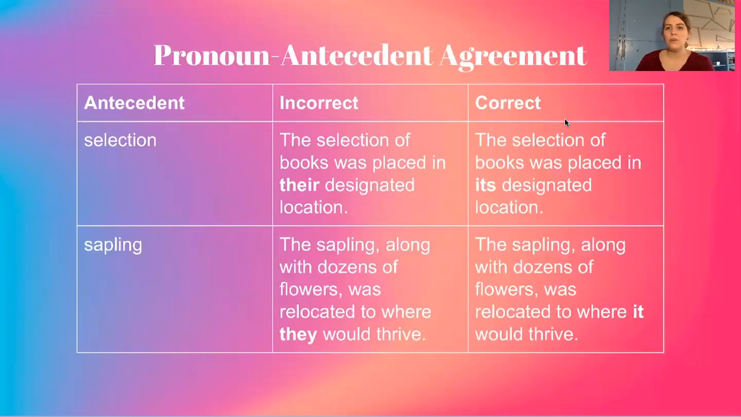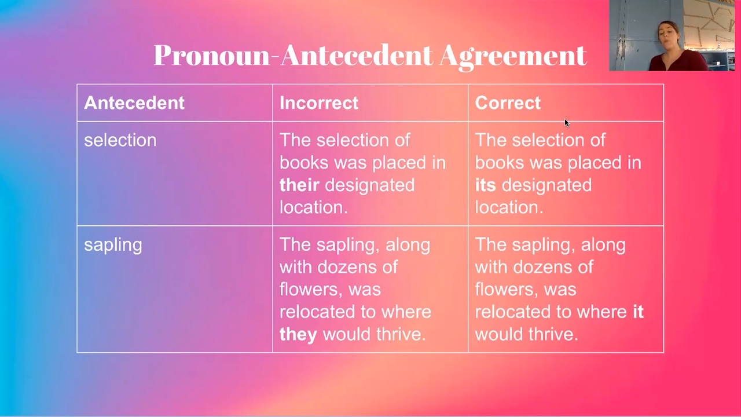So here are some examples of incorrect and correct pronoun antecedent agreement. The selection of books was placed in their designated location is not correct. The selection of books was placed in its designated location is correct. The sapling, along with dozens of flowers, was relocated to where they would thrive. The sapling, along with dozens of flowers, was relocated where it would thrive.